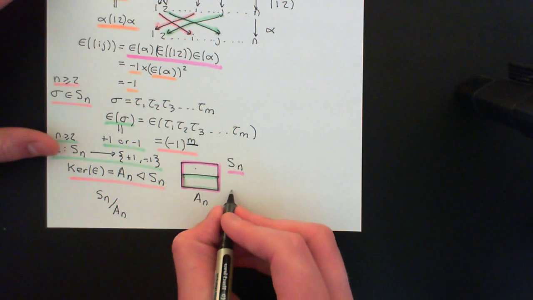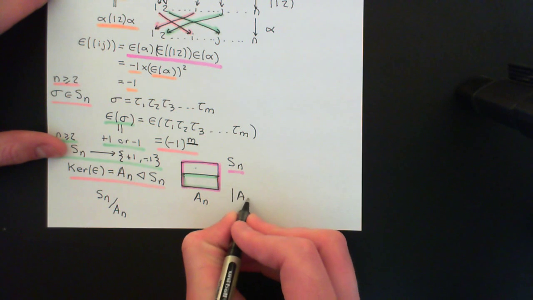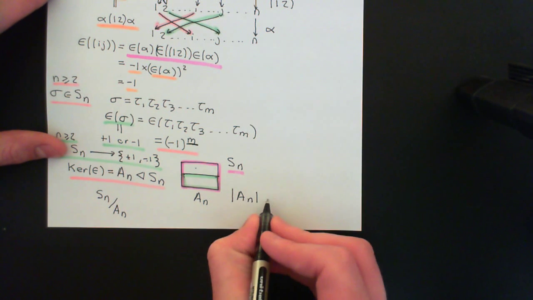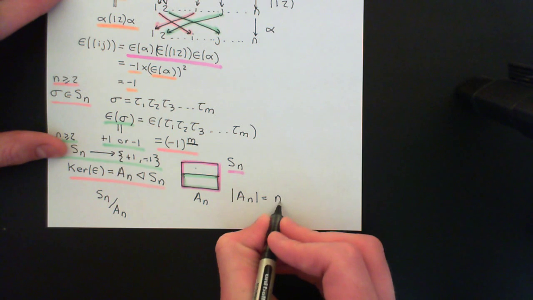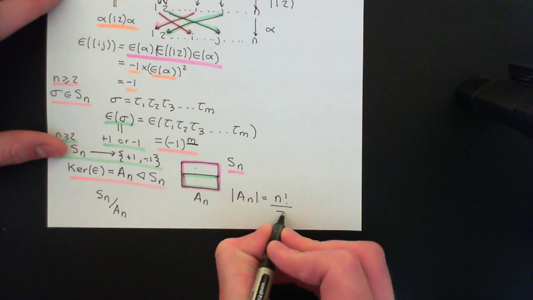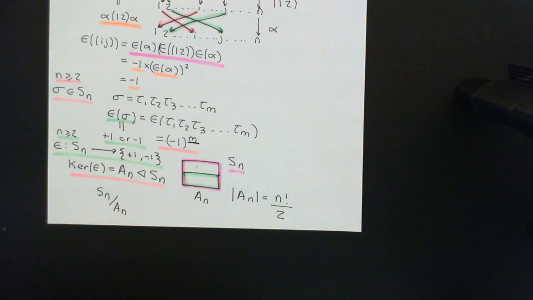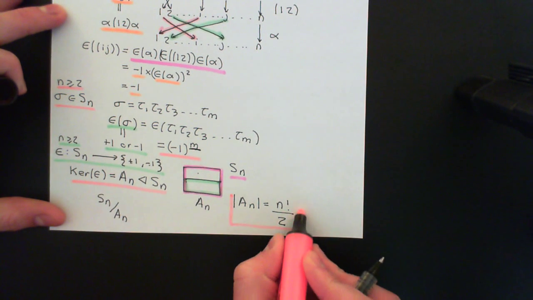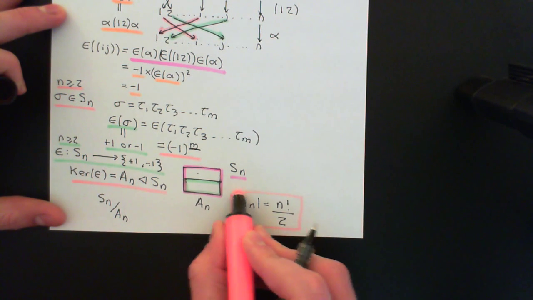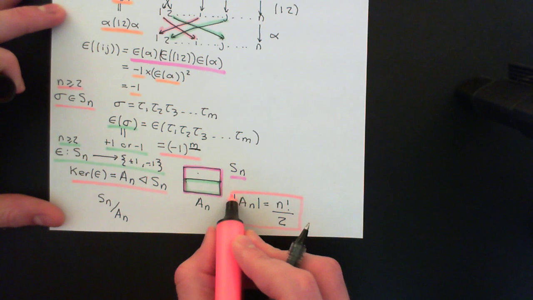So that allows us to say what the order of the alternating group on the set of n elements is going to be. It's going to be the order of the symmetric group on the set of n elements, which is n factorial, divided by 2. And that's all we're going to say about the alternating group on the set of n elements in this video. It's just a basic introduction to this group.